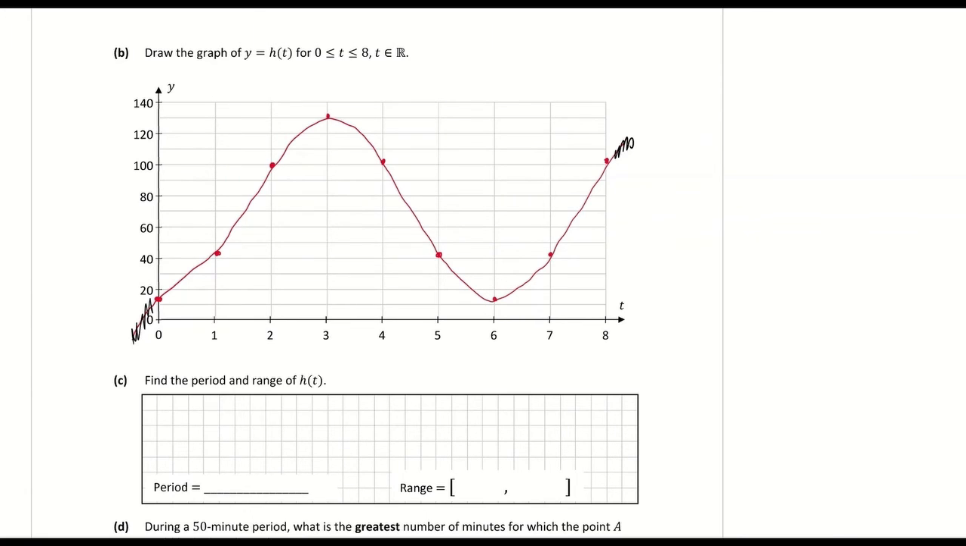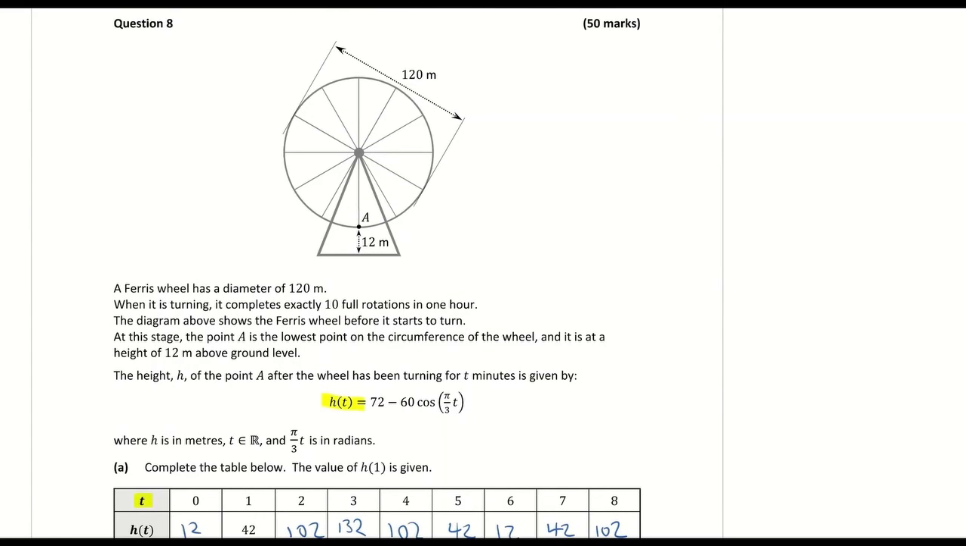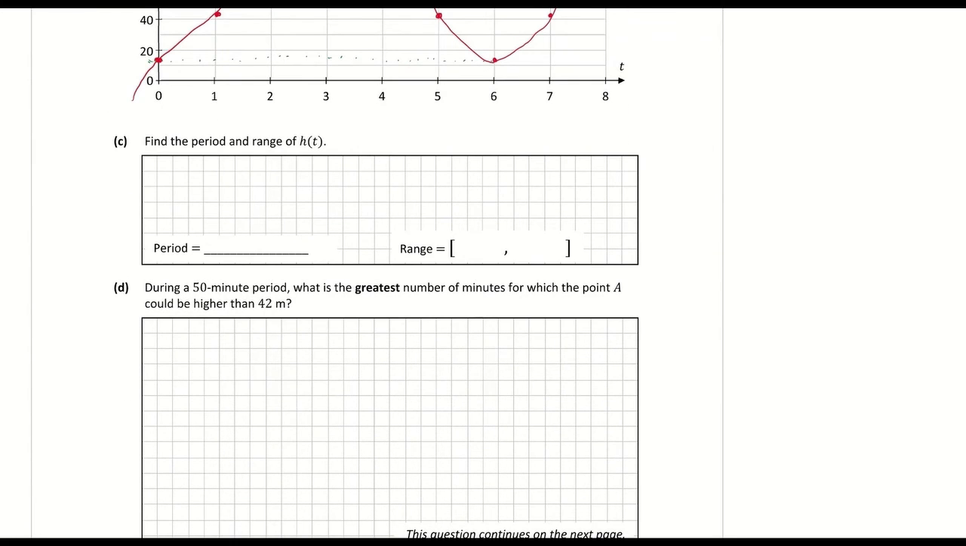The period is how often the curve repeats, and the range is basically the maximum to the minimum. So we'll start with the range. Actually, it could be a little bit easier. So if I'm looking at the range, first of all, the minimum point or the lowest point of the Ferris wheel is at 12. So we can either take that from my curve here, it's coming across to 12, or if you go back to the original drawing they gave you, you can see here that the lowest height is 12 meters. So that's my minimum on my range.